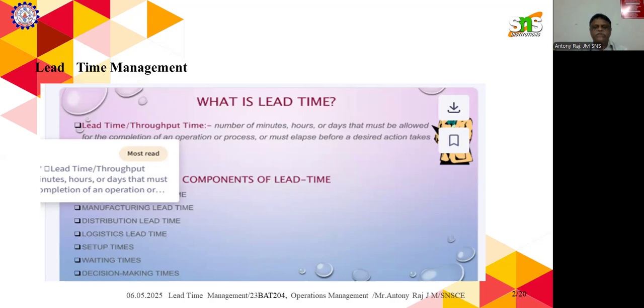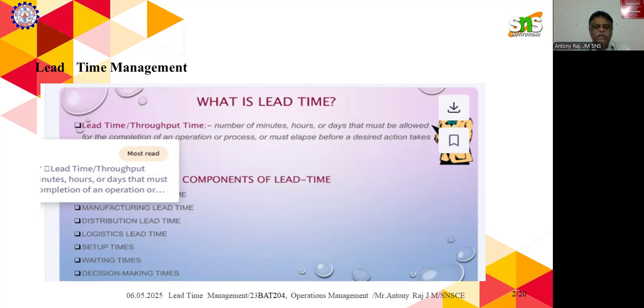So lead time is a concept which can be applied to anything. For example, now we are talking about operations management, so we are going to apply this lead time concept to a manufacturing scenario. So what are the components of lead time in these manufacturing operations management scenarios? The purchase lead time. We will understand each one of them in detail in the later slides.